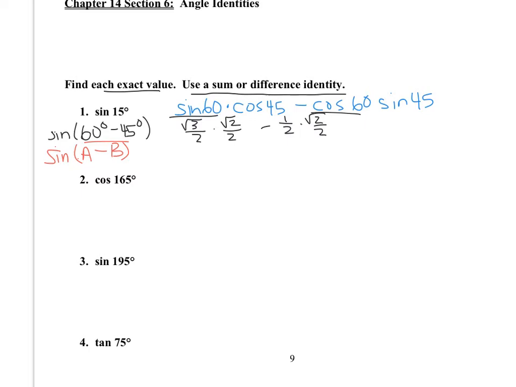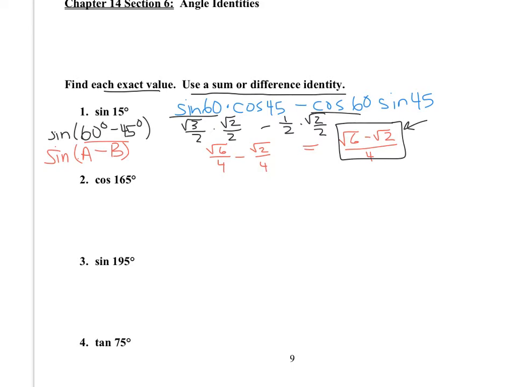So when I simplify this, this ends up being root 6 over 4 minus root 2 over 4. I have a common denominator, so I can just subtract these. So this is going to be root 6 minus root 2 over 4. Now you can't combine root 6 minus root 2 as one term because they're two different terms. They're not like terms.